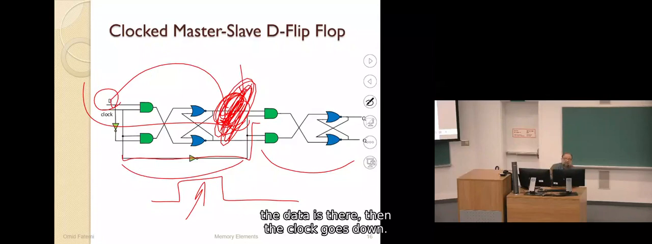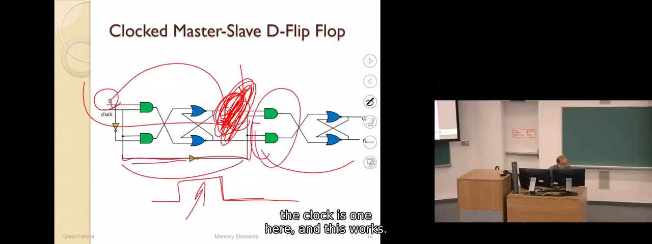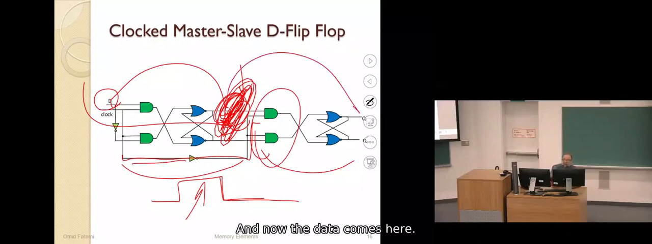Then the clock goes down. When the clock goes down, this clock is complemented. So here it is 1. The clock is 1 here. And this works. So this would be our next D flip-flop, the slave flip-flop, which works now. And now the data comes here.